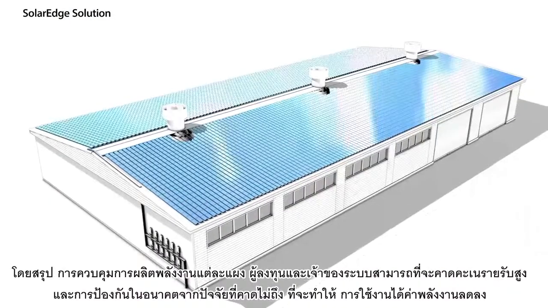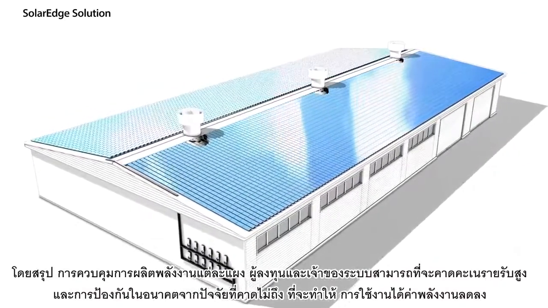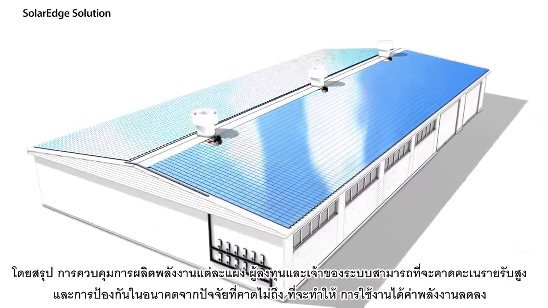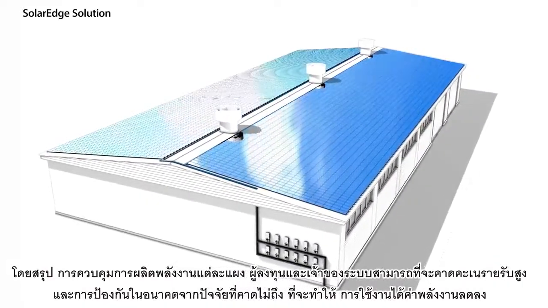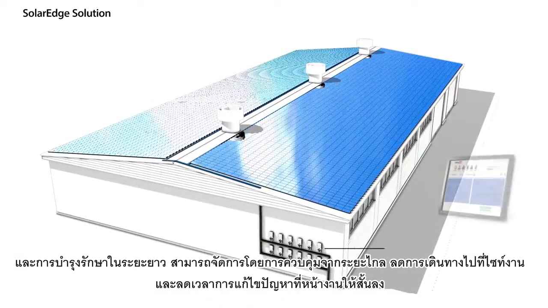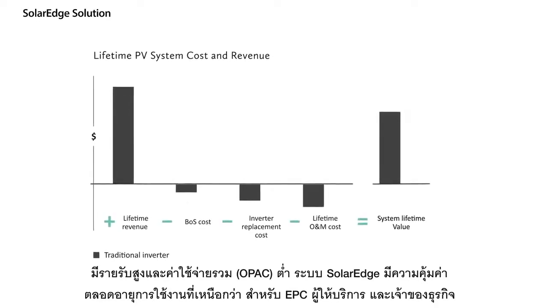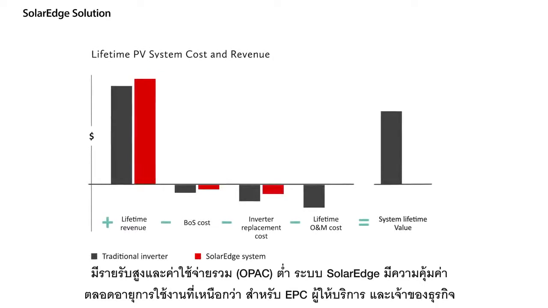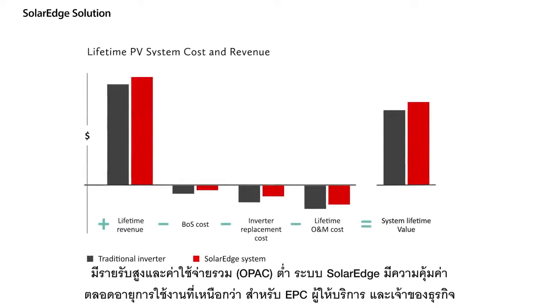To summarize, thanks to panel-level optimization of power harvesting, investors and system owners can expect higher revenues throughout the system's lifetime and future-proof against unexpected variables that could lead to underperformance. Long-term operation and maintenance can be managed from remote, minimizing the requirement for site visits and time spent on-site. Bottom line, with higher revenue and lower OPEX, the SolarEdge solution provides superior lifetime value for EPCs, O&M providers, and system owners.